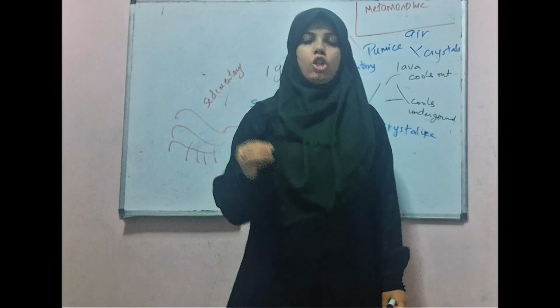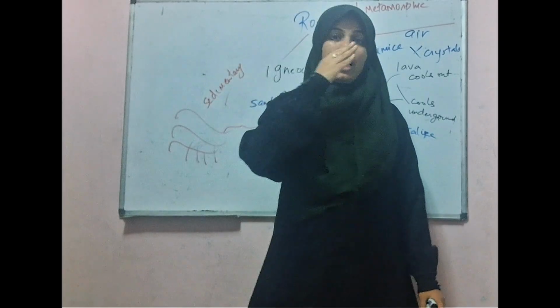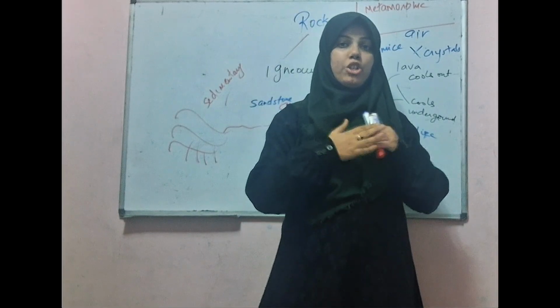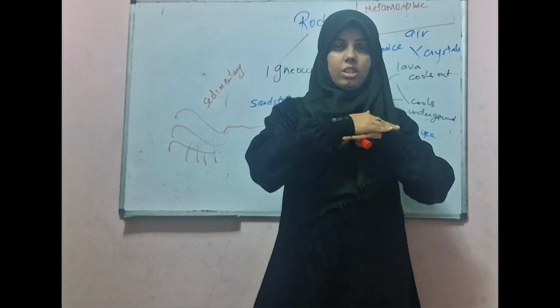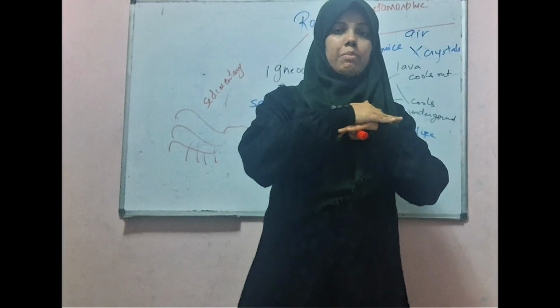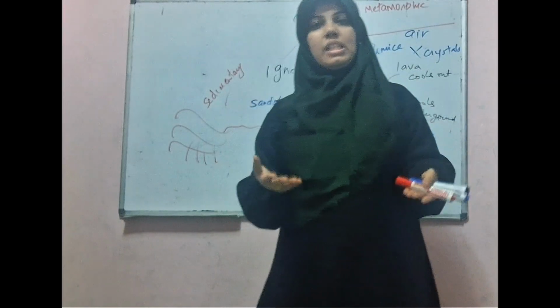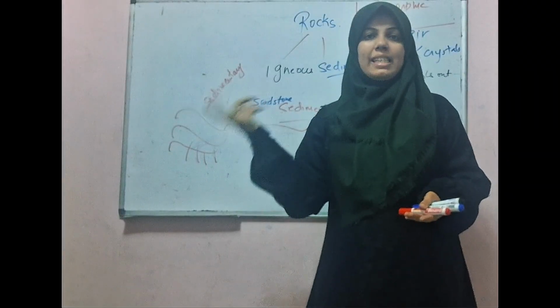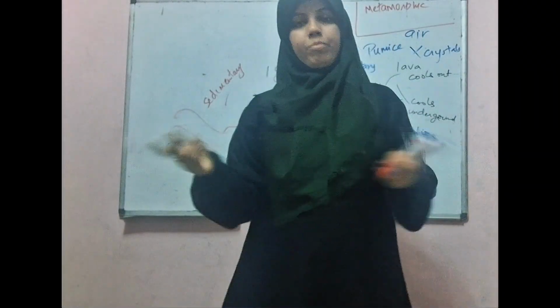That is important. So now this metamorphic rock can also have layers because there is a lot of pressure. The rock can turn their shape, they can make themselves wavy. So these are metamorphic rock. An example of metamorphic rock is marble.